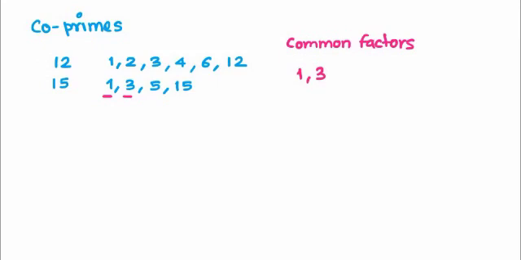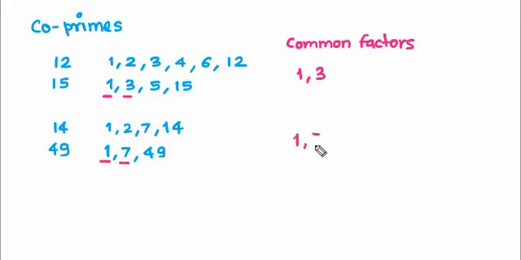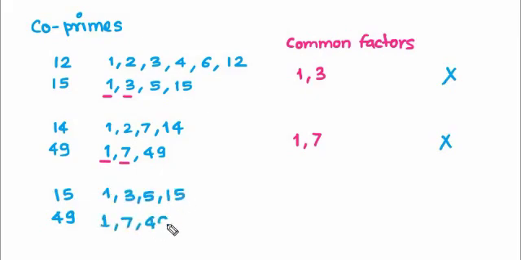Now if I take another example. Again, which are the common factors? Common factors are 1 and 7. So are these numbers co-prime? They are not. So these numbers are not co-prime. What about 15 and 49? Which are the common factors? The common factor is only 1. And hence 15 and 49 are co-prime numbers. So the only common factor between 15 and 49 is 1. And hence 15 and 49 are called co-prime numbers.